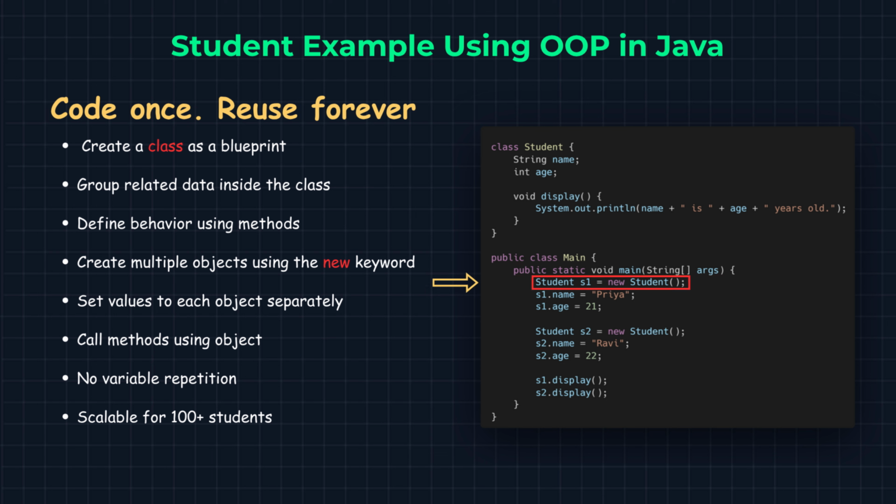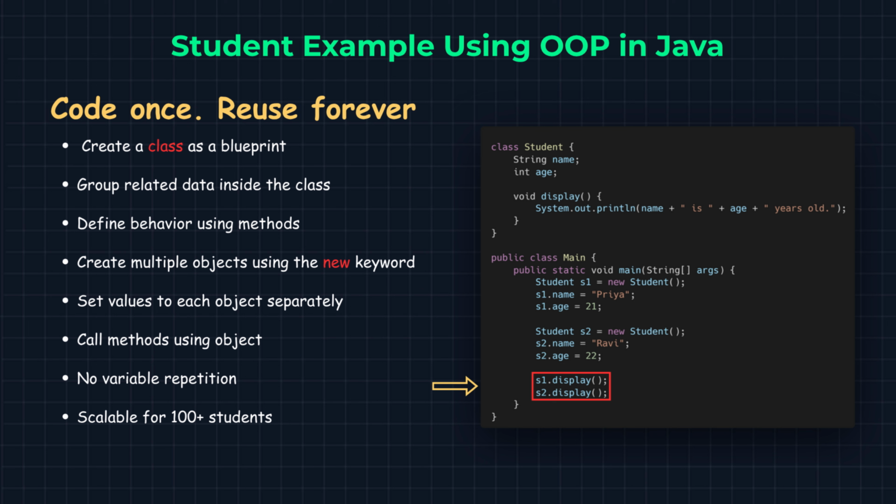Here we created the first student object S1 using the new keyword. This line means, hey Java, give me a new student based on the class we defined. Now we fill in the details. Priya is the name and 21 is the age of the first student. Same thing again. We create a second student S2 and give Ravi his name and age. Now the magic. We call the display method on both objects. Each student introduces themselves using the method inside the class.